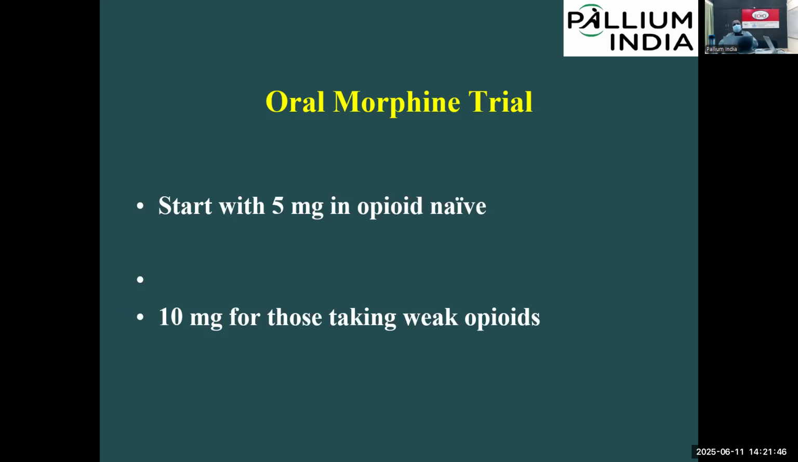And if you do not have injectable morphine with you, and many of the palliative care units may not have injectable morphine, they have only oral morphine. So in such a case, for the patient whom we have discussed, we have to start with morphine 5 milligram. Okay. And 5 milligram every 4 hourly with a SOS dose. But if the patient was taking weak opioids like codeine or tramadol or tapentadol, you can directly start with 10 milligram every 4 hourly with SOS dose.